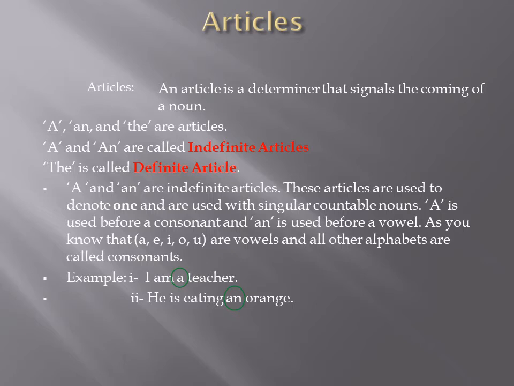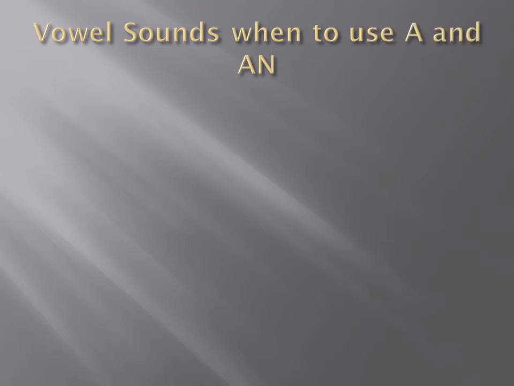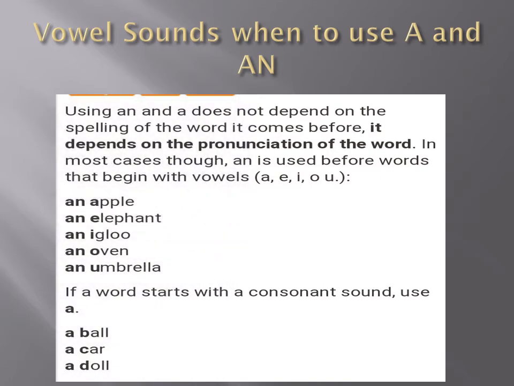Actually, when we have to differentiate where we have to put a and where we have to put an, we have to go with the sounds. If the sound is a vowel, then we will put an, and if the sound is a consonant, then we will put a. Vowel sounds mean we use an. Using a and an does not depend on the spelling of the word. It depends on the pronunciation of the words.